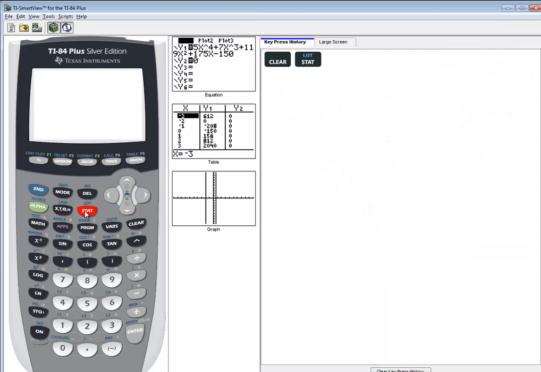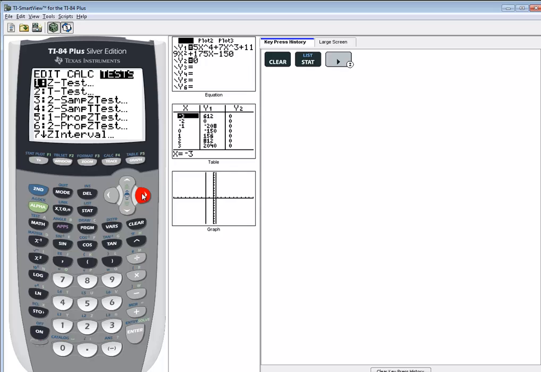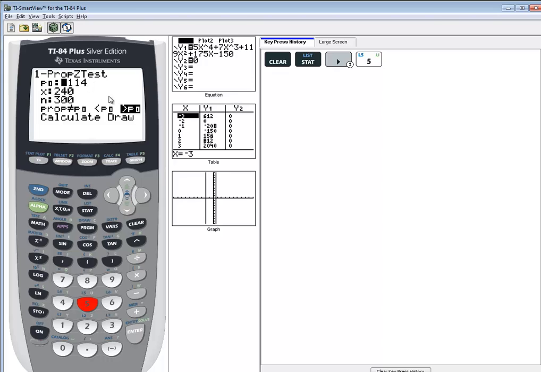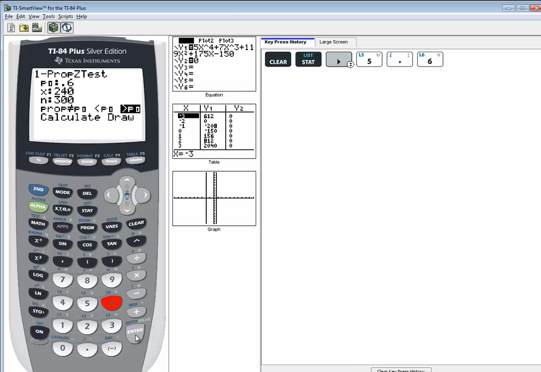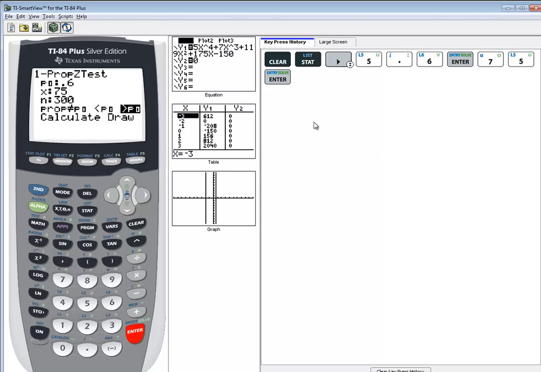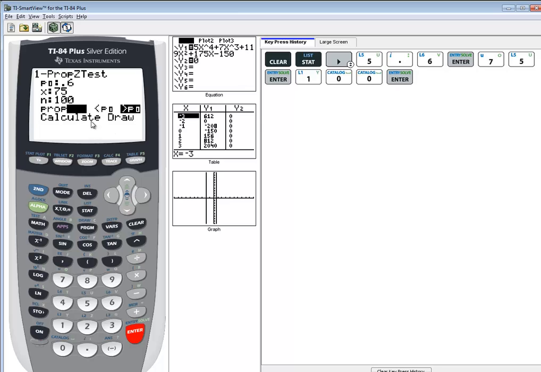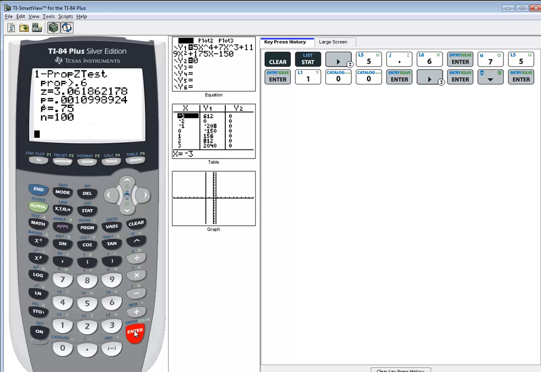Okay, so I go to stat, and go to tests, and one prop z test, number 5. It's asking us for P naught, that's a number off of our claim, which is 0.6. It's asking us for X, which we said was 75. It's asking us for N, which is 100. The symbol on H1, which is a greater than. So I'm going to right arrow over to the greater than, and I'll press enter on it. Mine's already selected, but in case yours wasn't, that's what you'd do. Down arrow to calculate, and press enter.